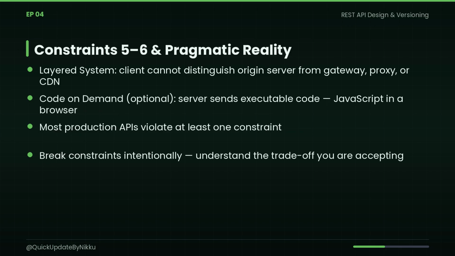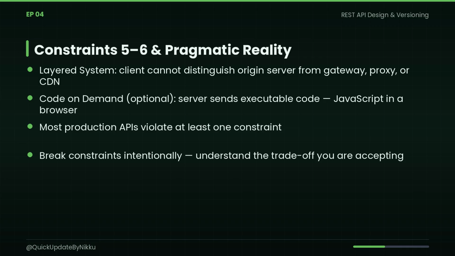A layered system means you can insert load balancers, API gateways, and caching proxies transparently. Clients never need to change. Code on demand is the only optional constraint. Sending JavaScript to a browser is its canonical example.